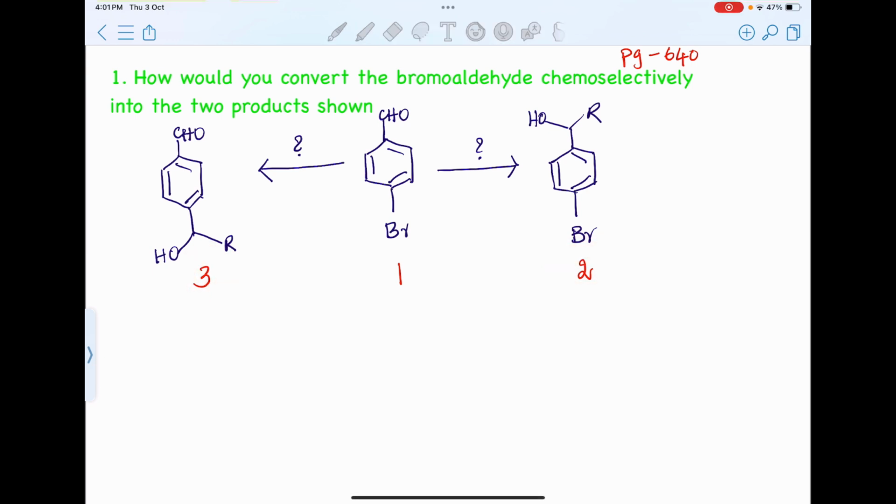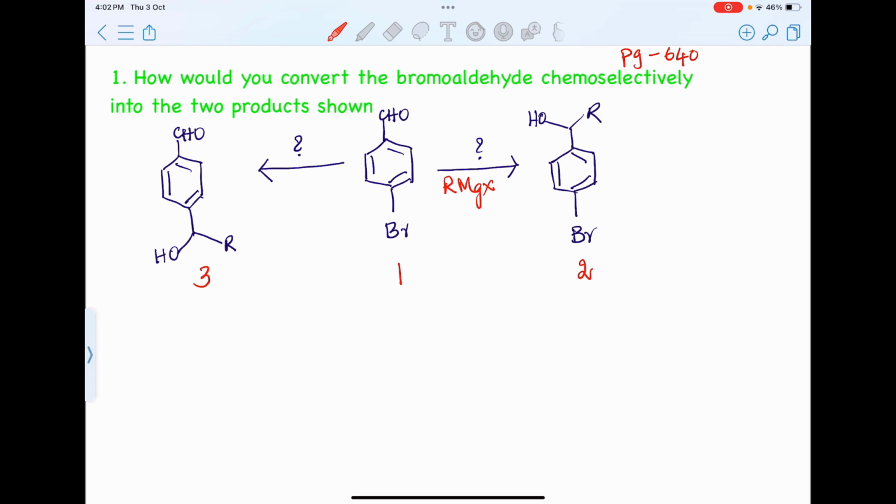So let's look at the structures 2 and 3. In the case of compound 2, the bromo is intact in the product and the aldehyde is converted into the secondary alcohol. So how will you convert this aldehyde into a secondary alcohol? When you react with the Grignard's reagent, aldehydes are converted into the secondary alcohol.